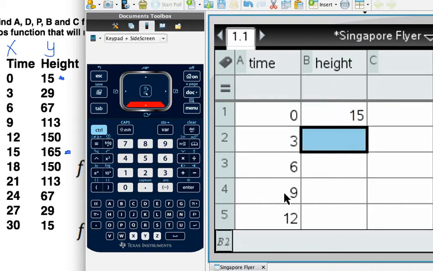Now for the height, there's two ways to do it. You can just enter the information in here, or you can be more exact. Right now I'm not super worried about you being super precise. I'm more concerned with knowing how to enter the data into the spreadsheet and do the regression. Hopefully you guys still remember this.